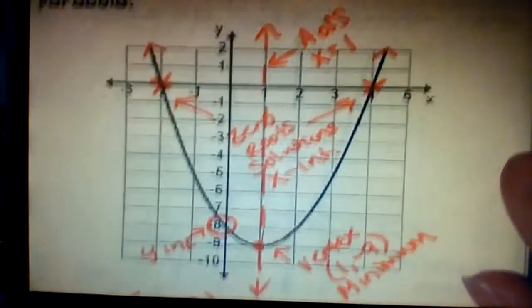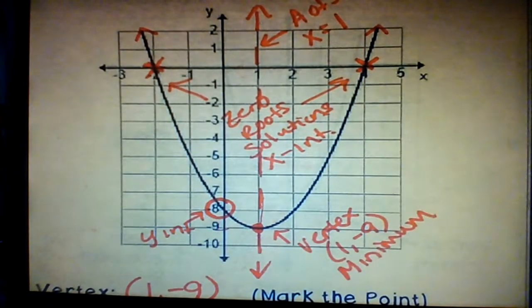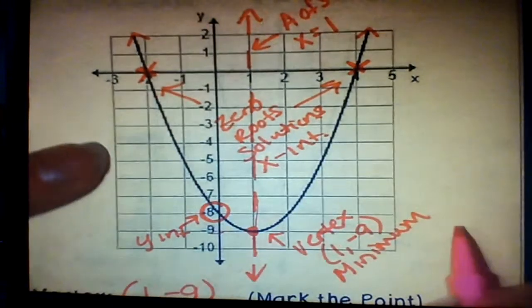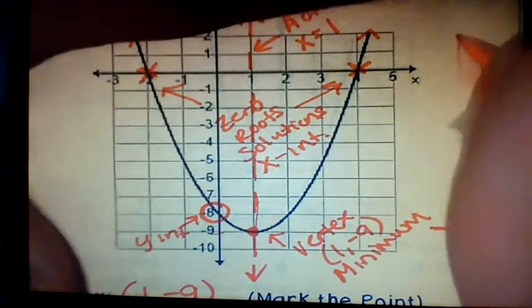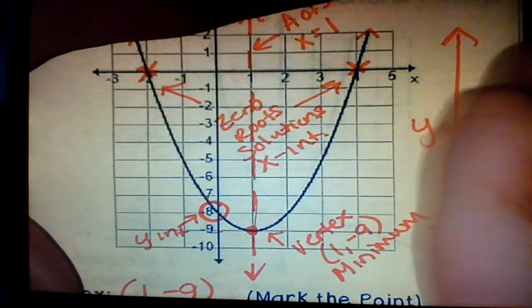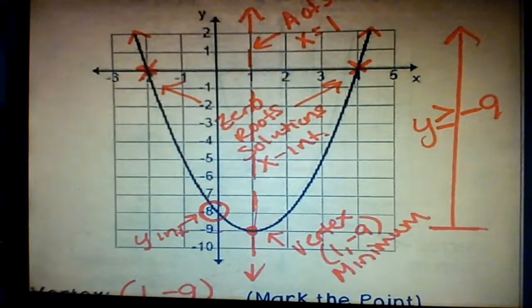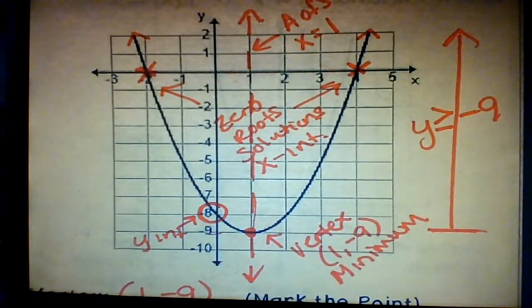All right. Take a look at this graph. We have a low point. Is my graph ever going to stop going up? No. But how low does it go? -9. So it goes from here up. That means your range is greater than or equal to -9. My low point is -9 and my graph is going up, so y is greater than or equal to -9.